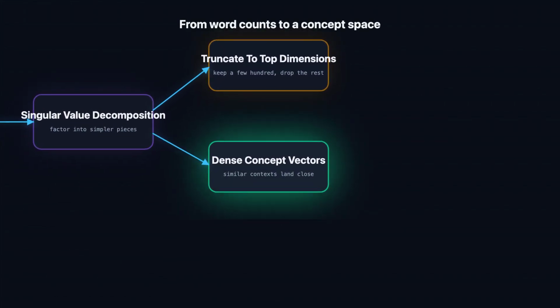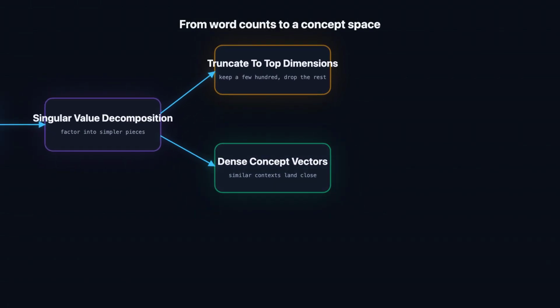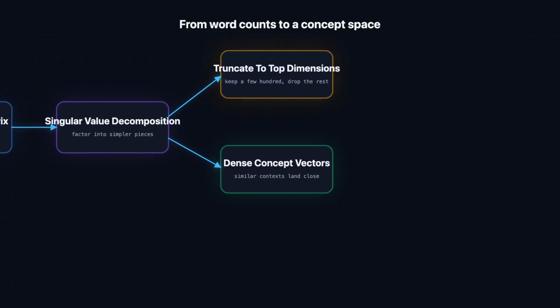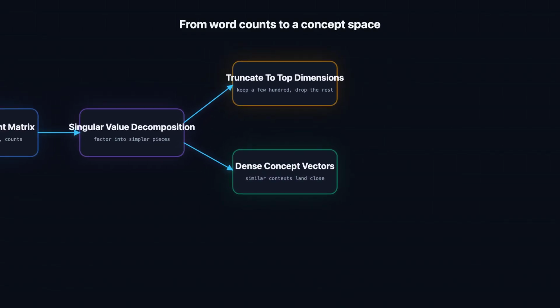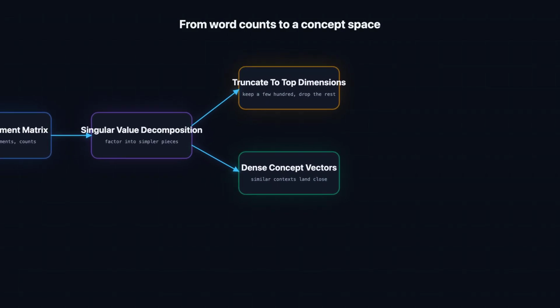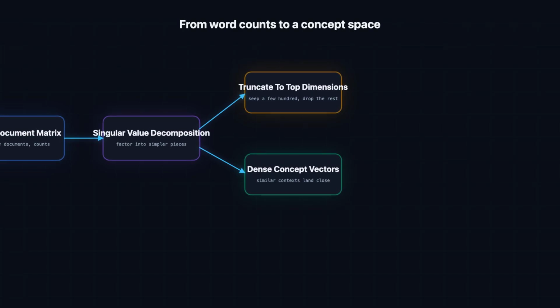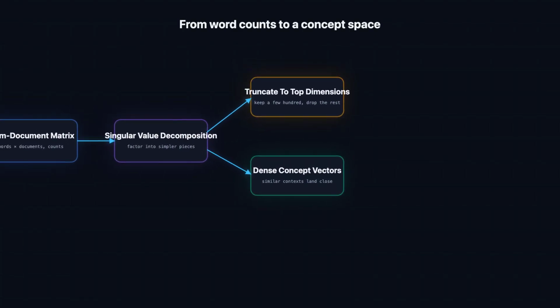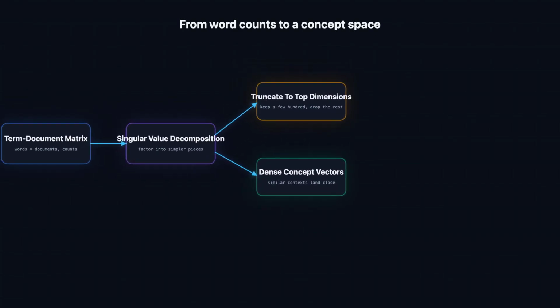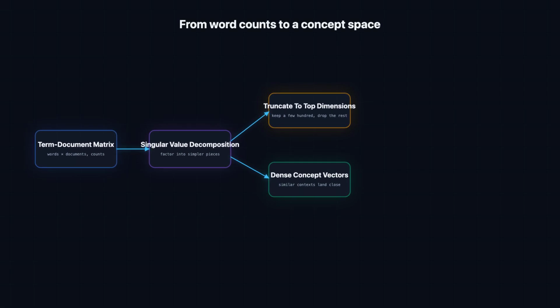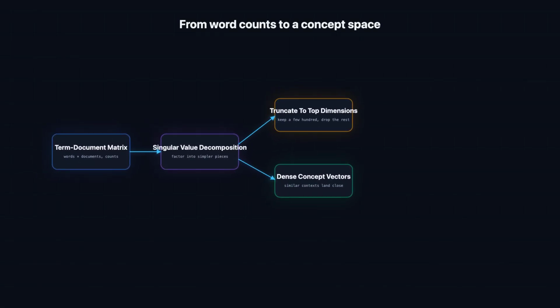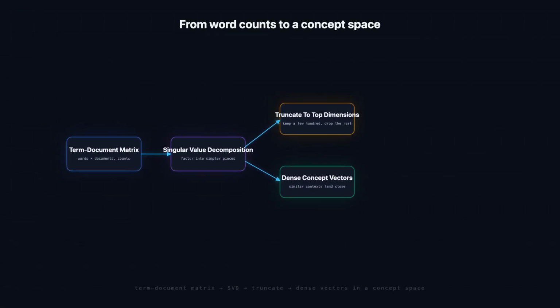Finally, every word and every document becomes a dense vector in a shared concept space. Words that appear in similar contexts land near each other, even if they never once co-occur. So car and automobile end up close, and you measure similarity with a simple cosine. That single move is what turns raw counts into something that behaves like meaning.